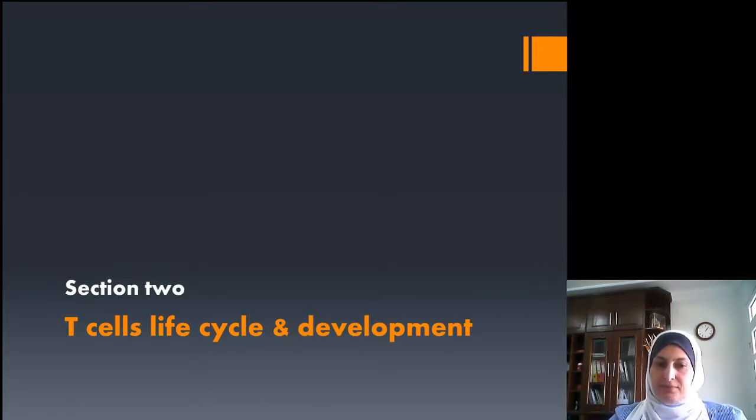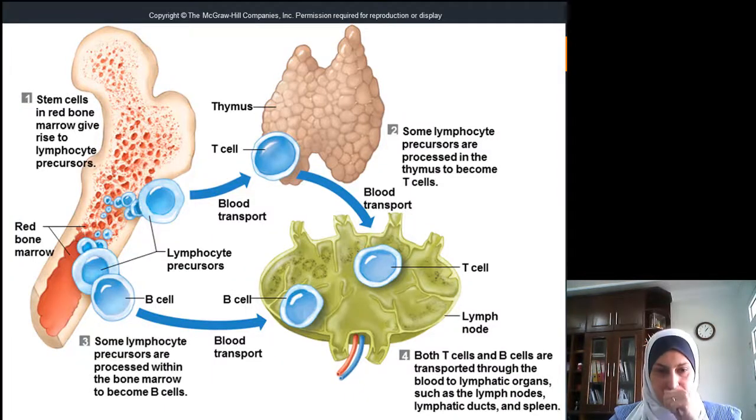In this section, our lecture is divided into 3 sections. In the first section we talked about the B cell receptor. In the second section we're going to talk about the life cycle of the T cell. And in the last section we're going to talk about the MHC molecule. So let's talk about the T cell life cycle and development.